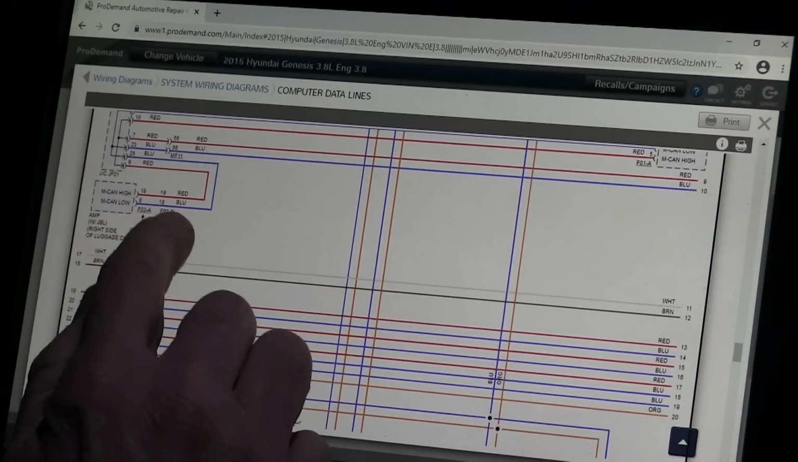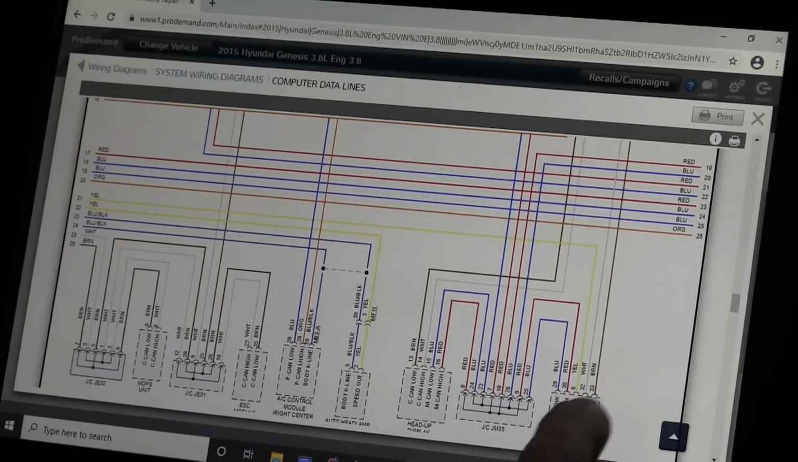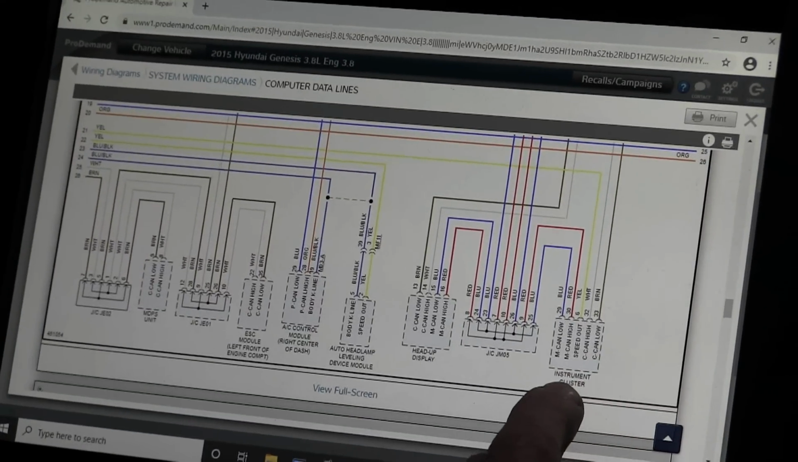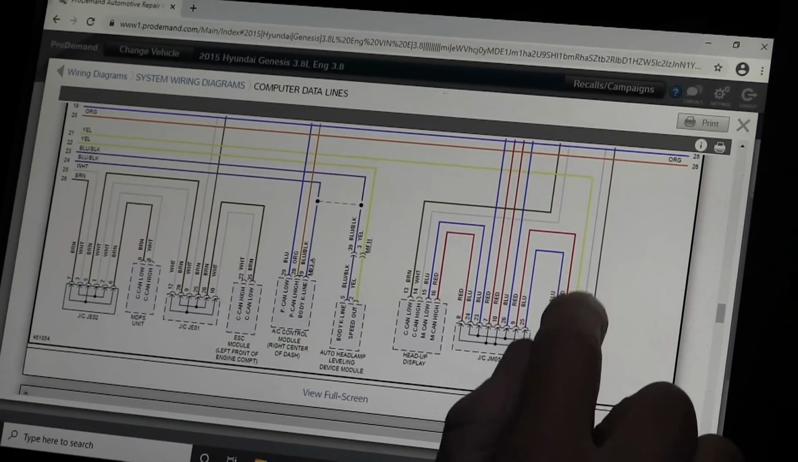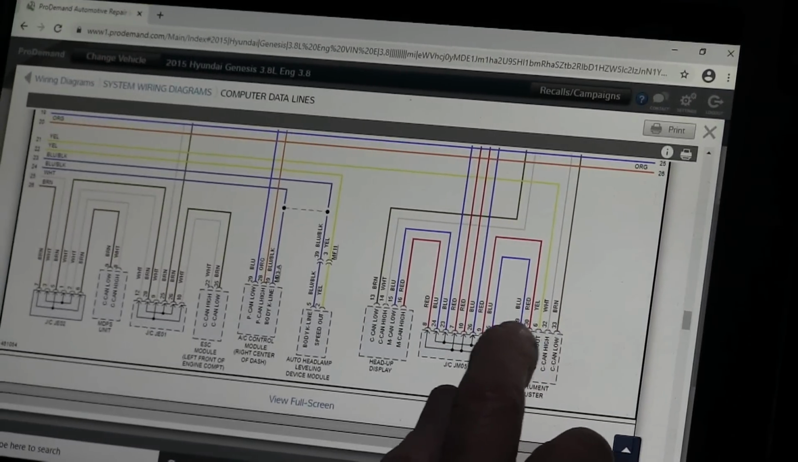We got 11, 12. We come into the middle. And these come down here, and this is going to go to the instrument cluster. So the instrument cluster has got a high speed and a medium speed bus in it. So both units are here.